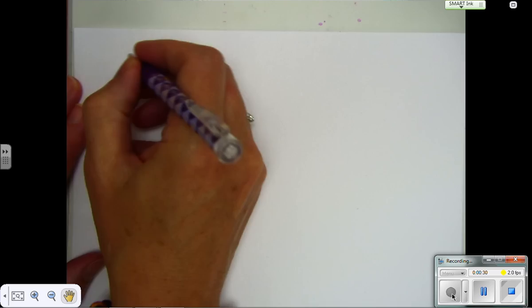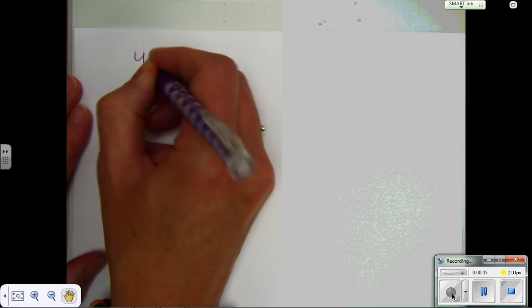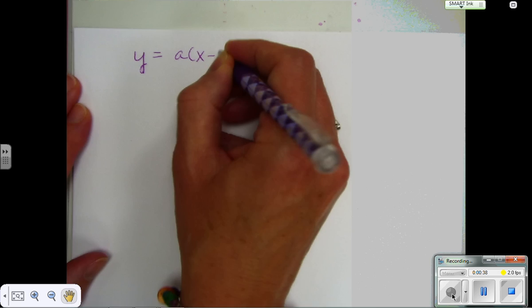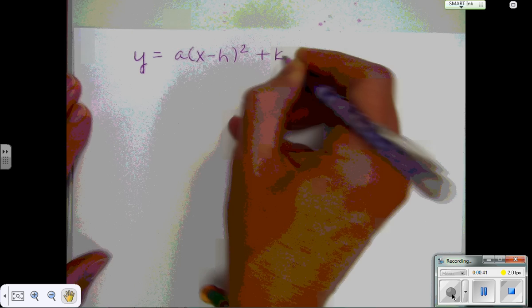Hi everybody. So today we're going to go over section 4.7, transformations of quadratic graphs. And we're going to go over the vertex form of a quadratic equation. And if you haven't read through your notes as of right now, please go back and read through those notes real quick and then pick back up where we are now. So I'm going to write down the vertex form. y = a(x - h)^2 + k.